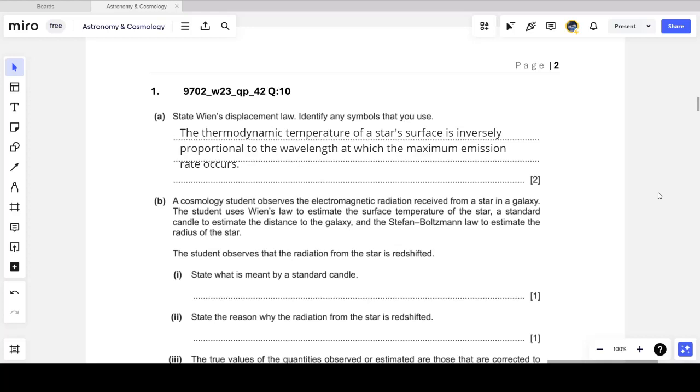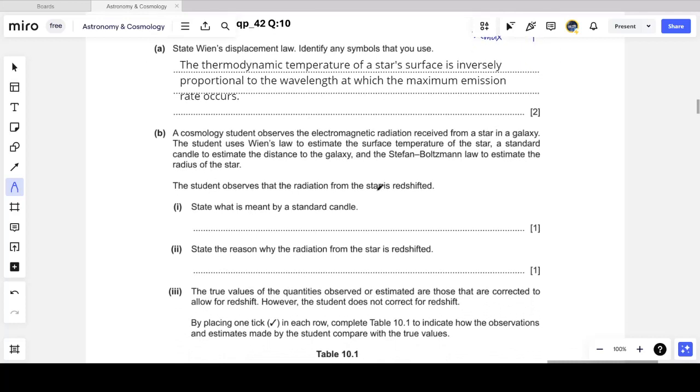And so basically, essentially, the color of the star will tell us what the temperature of the surface of the star is. And in symbols, it'll be lambda max, or we can simply say lambda, proportional to 1 over T, or inversely proportional to the thermodynamic temperature.